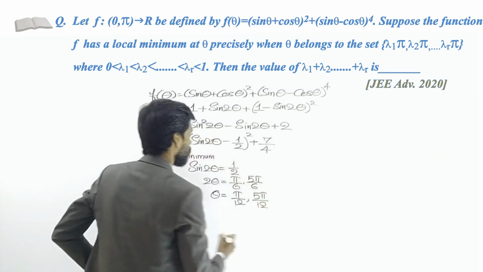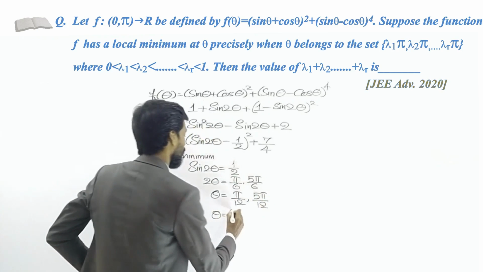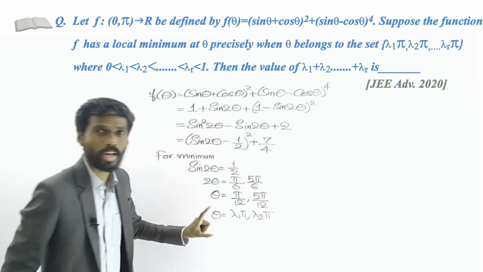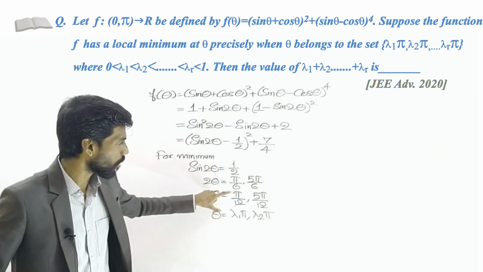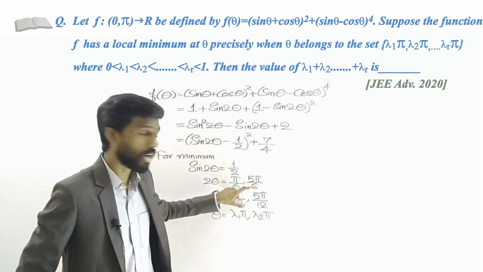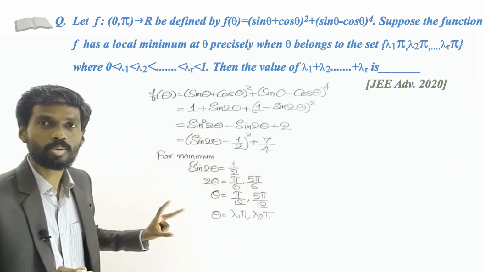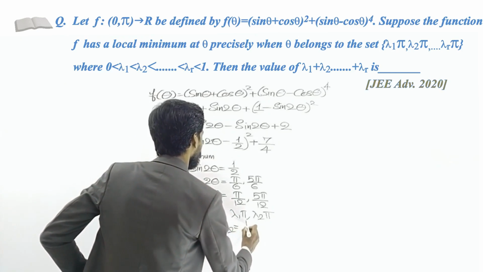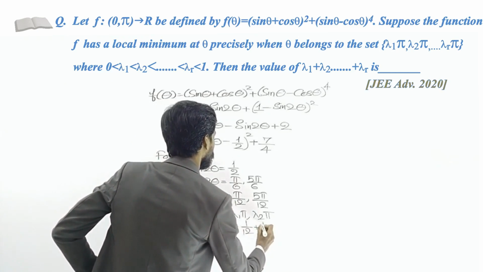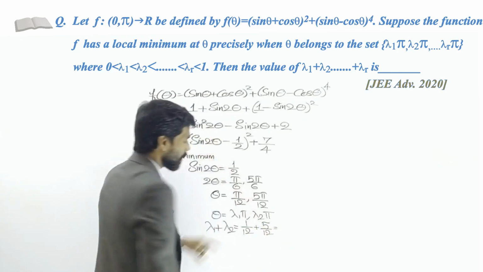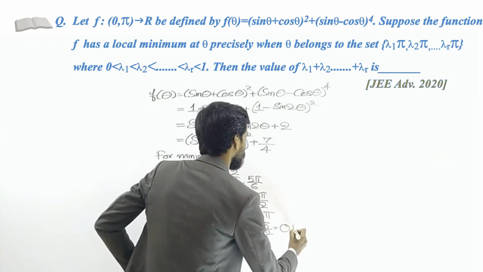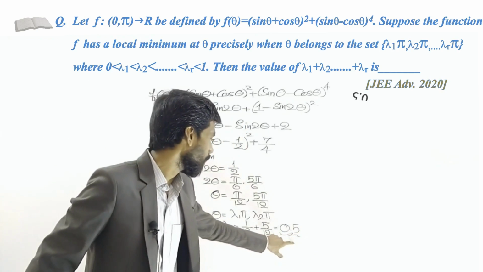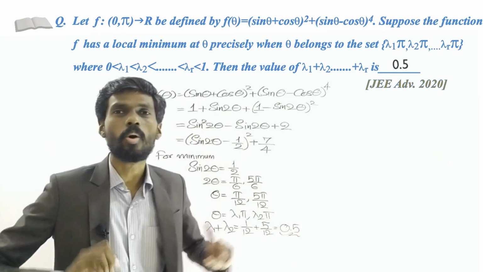These values of theta are given like lambda 1 multiplied by pi and lambda 2 multiplied by pi, only two values, right? So what is the value of lambda 1? It is 1 by 12. Similarly, lambda 2 is 5 by 12. So we can simply add these two values. Lambda 1 plus lambda 2 equals 1 by 12 plus 5 by 12, so that is 6 by 12. So we get the answer 0.5. That is our required answer, 0.5, the value of lambda 1 plus lambda 2. Okay, yep.